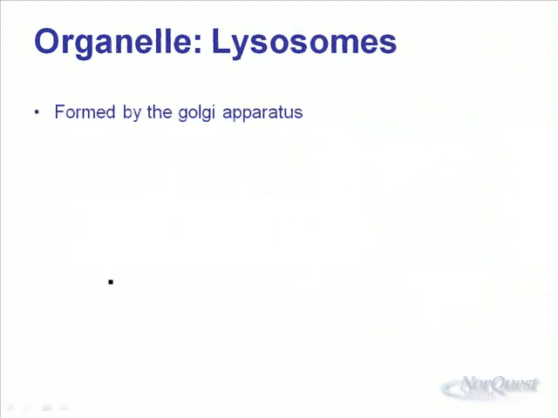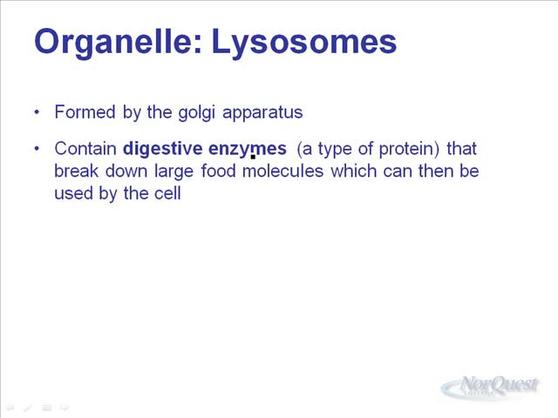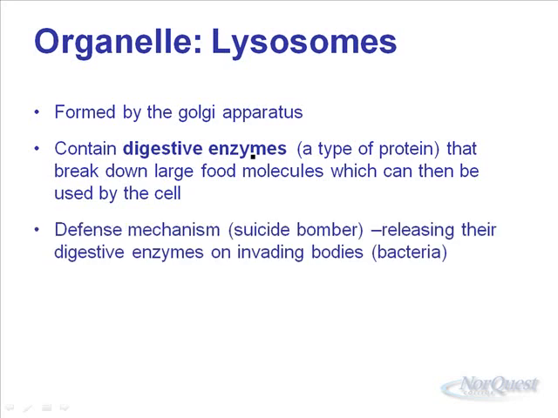An example of one of these vesicles is a lysosome. These are formed by the Golgi apparatus. So there's proteins that are made by ribosomes. They get packaged by the Golgi apparatus. And if those proteins are digestive enzymes, then it's called a lysosome. And so it contains digestive enzymes that can break down large food molecules. So those lysosomes, if large food molecules come into the cell, or if there are large food molecules outside of the cell, lysosomes are sent out to break it apart. They're also used as defense mechanisms. When they release their digestive enzymes, those enzymes can then break down any bacteria that are trying to enter the cell.